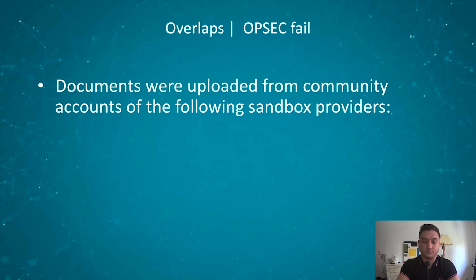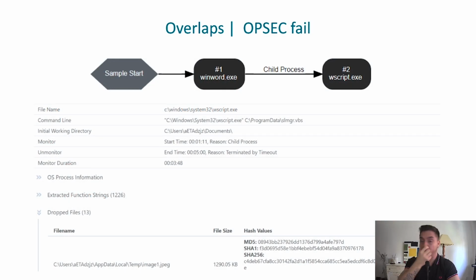And after some brainstorming and further research, what we came to understand is that the reason these documents ended up in VT is that they were actually being uploaded to sandbox providers from community accounts, and these sandbox providers then pivot the files to VT. It wasn't just one single provider; there were actually a few, which were AnyRun, Falcon, and VMRay.